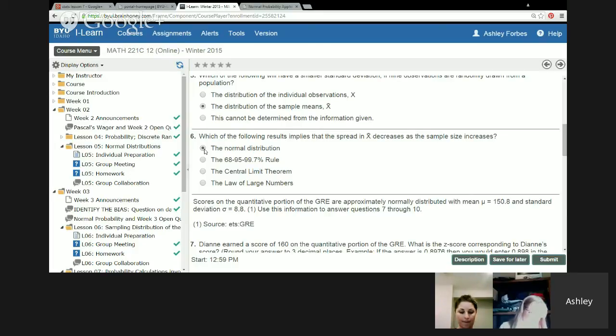Let me read. Which of the following results implies that the spread in X̄ decreases as the sample size increases? I have, if the sample size decreases, the standard deviation will be close to the mean. Or if the sample size increases, the standard deviation decreases. Is that the same or not? Guys, I don't know. I'm confused.